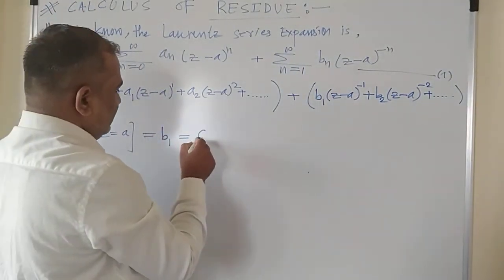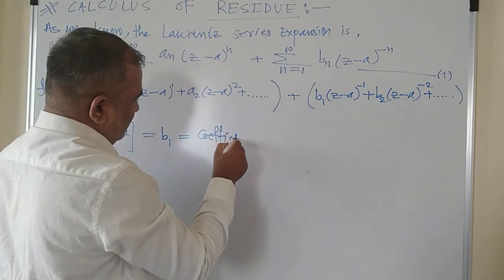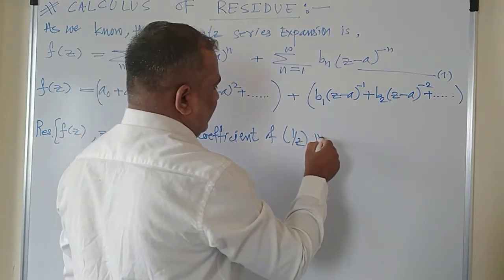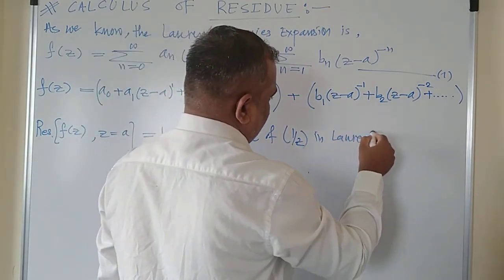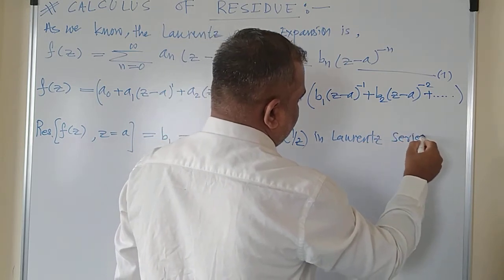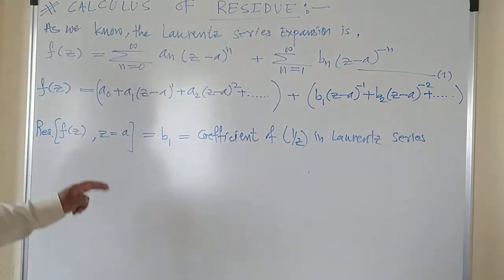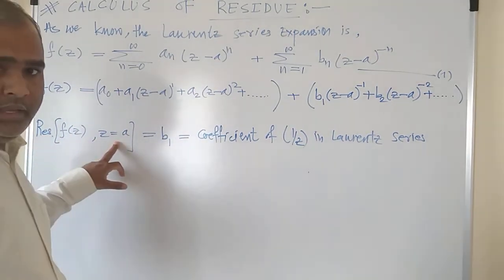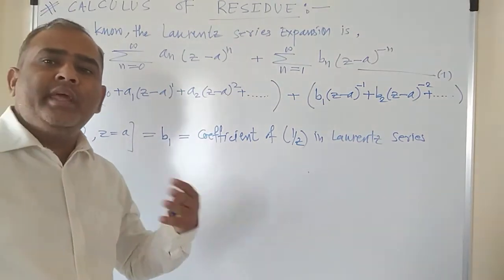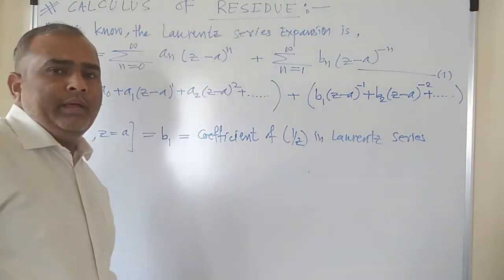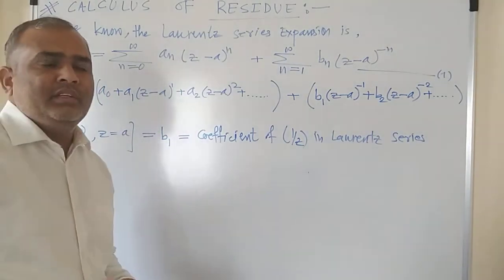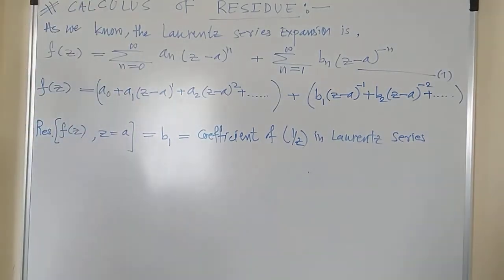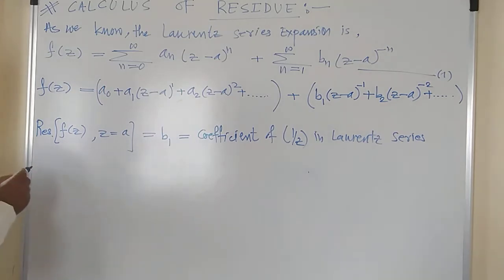So I can say this is the coefficient of 1 by z in the Laurent series, which is the residue of the given function at z is equal to a. Got it? If the given example is expandable, right? In some cases you can't expand it. In that case you have to find the residue by using another formula.